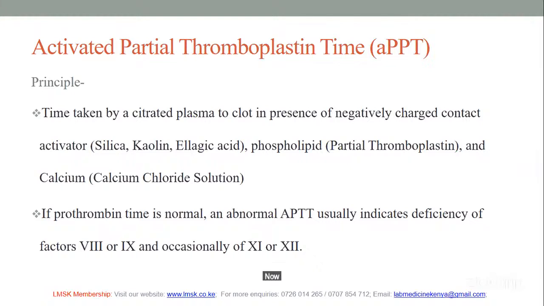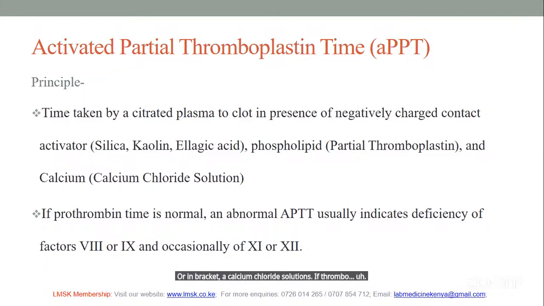Now, activated partial thromboplastin time. What is the principle? It is the time taken by a citrated plasma to clot in the presence of negatively charged contact activators, that is silica, kaolin, ellagic acid. We also have phospholipids, a partial thromboplastin, and calcium, or in brackets, calcium chloride solution.